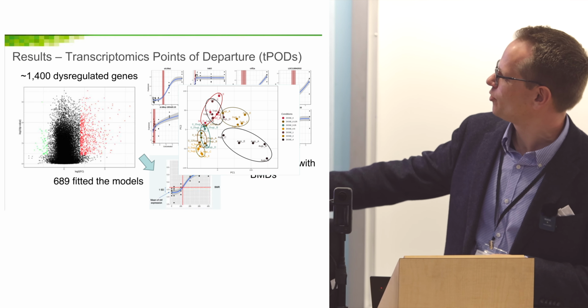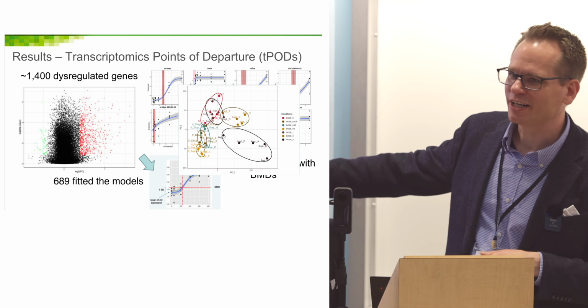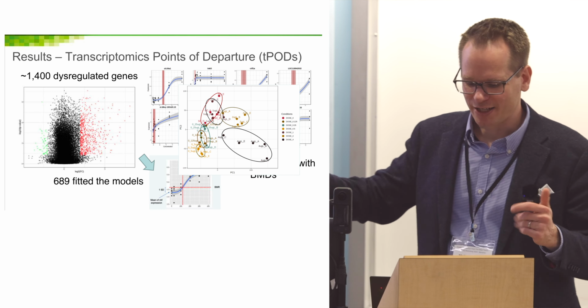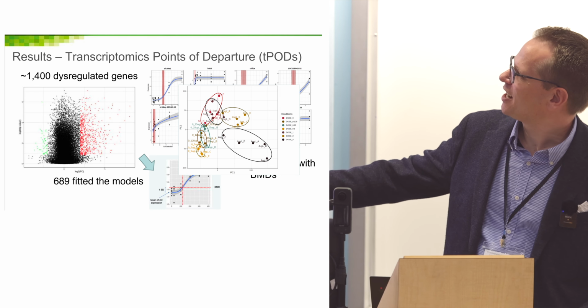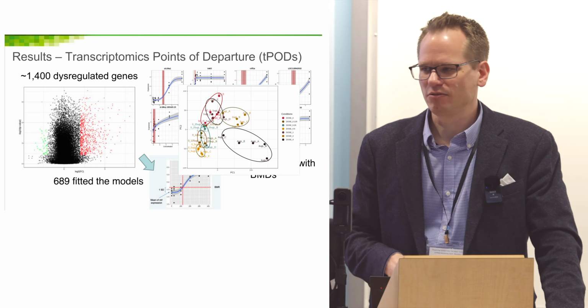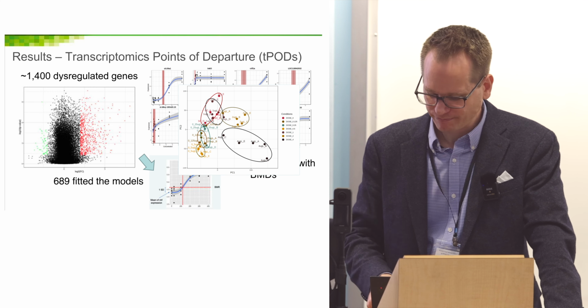Concentration on the x-axis versus the difference in expression on the y. And then you can try and fit a curve through that, and hopefully you go somewhere. We were able to do that for 689 of those dysregulated genes, right? So again, a pretty large number, almost 700 genes where you can fit a model.